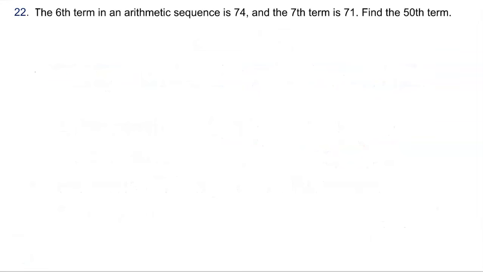This question says the sixth term in an arithmetic sequence is 74 and the seventh term is 71. Find the 50th term. So the first thing we have to do is recognize this is an arithmetic sequence. An arithmetic sequence means that it's a type of sequence where you have some starting value and you are adding a difference to that every time.